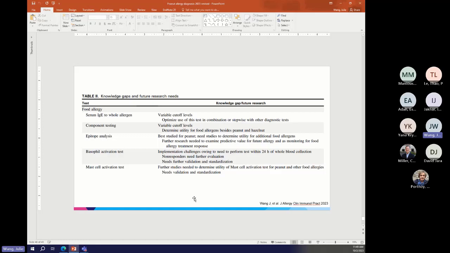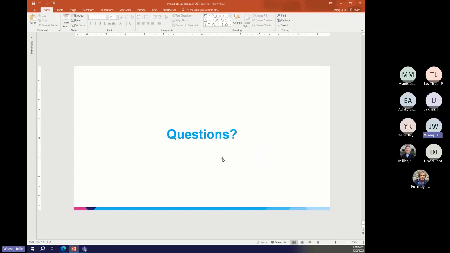And then this is a summary of the knowledge gaps and future research needs. And you can see, there's certainly more to learn even for the tests that we have routinely in our clinic these days. But there's still work to be done, and hopefully we'll have more diagnostic tests available to us in the coming years to help really tease apart who does and who does not have food allergy. So with that, I will open this up to questions.